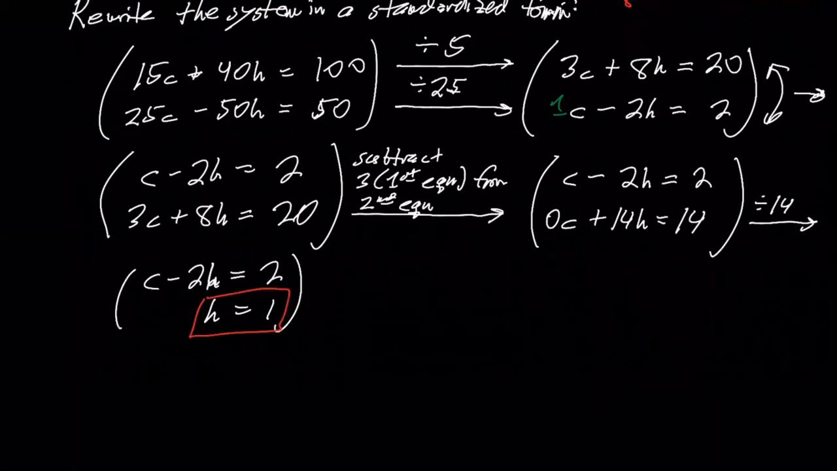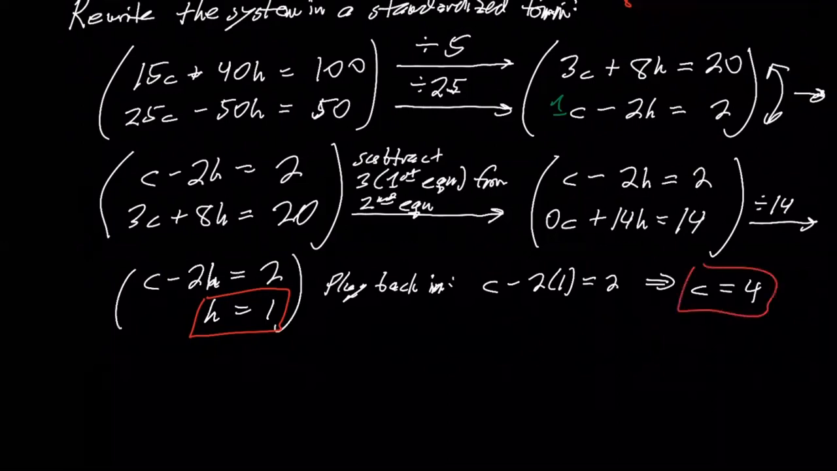And then if we plug in, we'll even talk about how to keep doing steps like this to get rid of the H in the first equation and just be left with C equals and H equals. But there's a back-substitute, plug-in thing we can do here, and then we get C minus 2 times 1 equals 2, which means that C equals 4. Okay, so we found that H equals 1 and C equals 4. So we know the masses of those two objects.